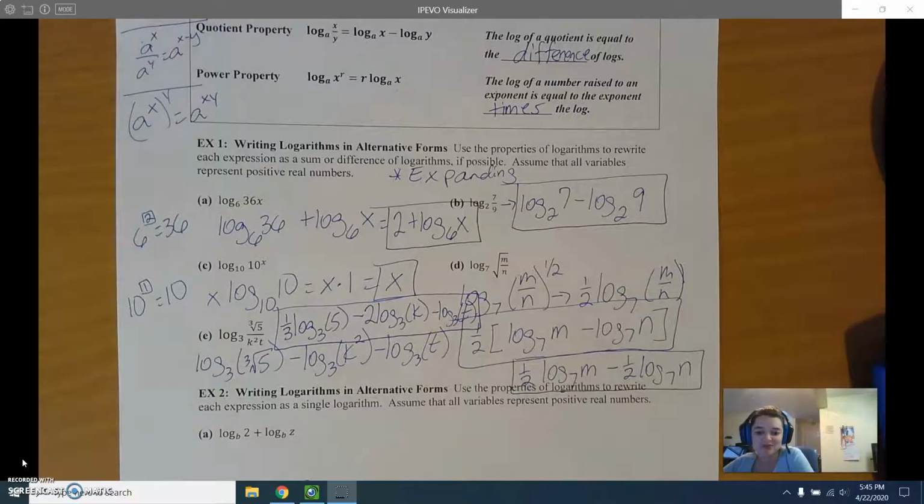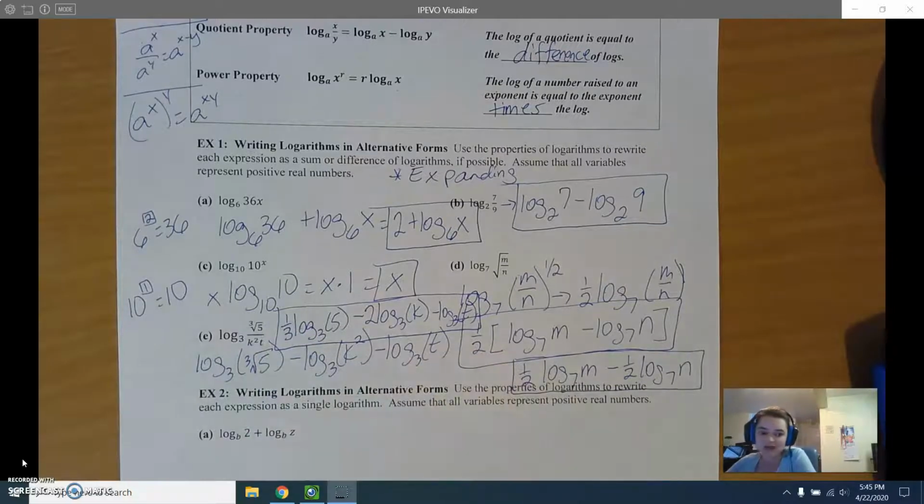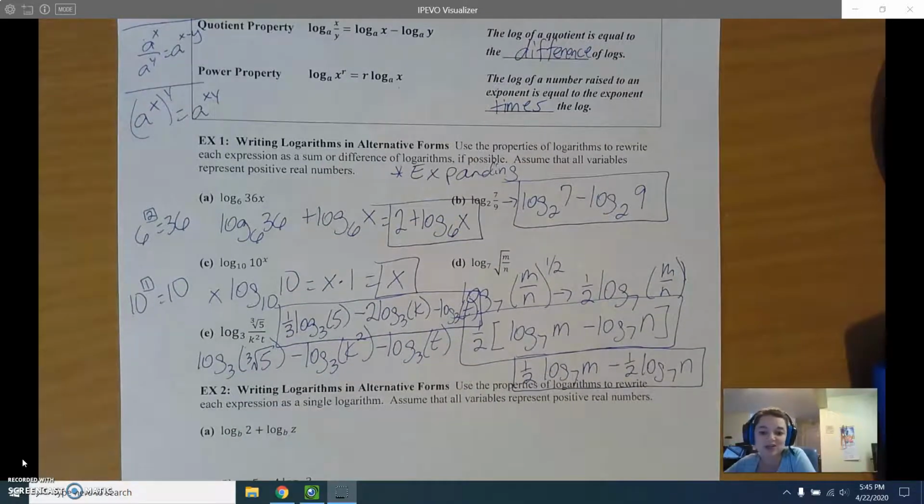So when you have more than one thing, do what we always do and just do one thing at a time, okay? Just deal with your quotient rule first or your product rule first. If you have more than one thing multiplied up top, then you'll have more than one thing added together, okay? If you have more than one thing in the denominator, you're going to have more than one thing that are subtracted, okay? And you can deal with those product and quotient rules first, and then deal with your power properties second. Okay, so just do one thing at a time and just be careful.